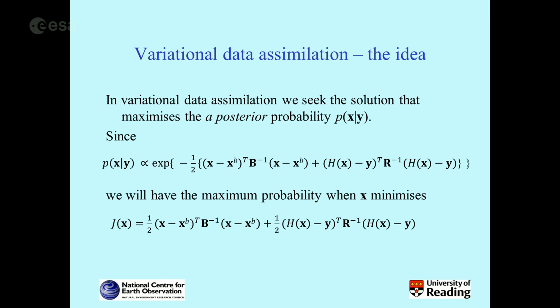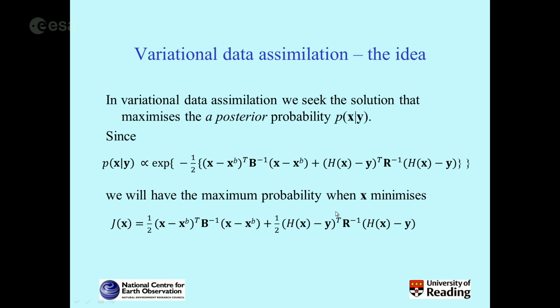So in variational data assimilation, we said yesterday, we're trying to find the solution that maximizes the a posteriori probability, P of x given y, which we showed was proportional to this, or is equivalent. Since we have the exponential of something negative, finding the maximum probability is equivalent to finding the x which minimizes this cost function.